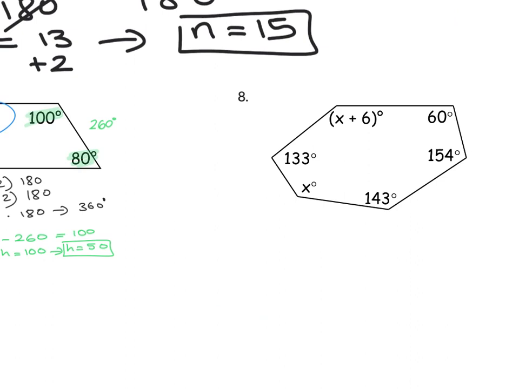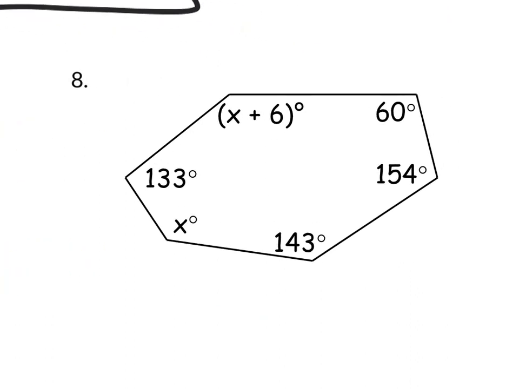Now let's move on to number 8. Same idea. I need to find the sum of all of the interior angles. So if I add all of them, so let's see how many. So 1, 2, 3, 4, 5, 6. So then 6 minus 2, which is n minus 2 times 180, that's going to give me the sum of all of those angles. So 6 minus 2 is 4 times 180 is 720 degrees. So that's the sum of all of them.